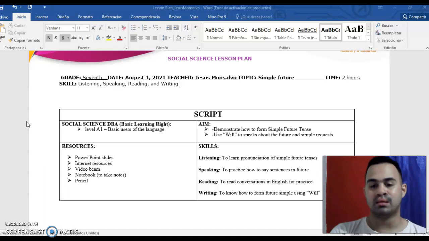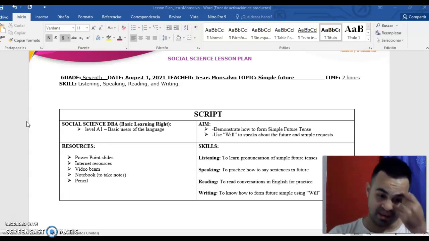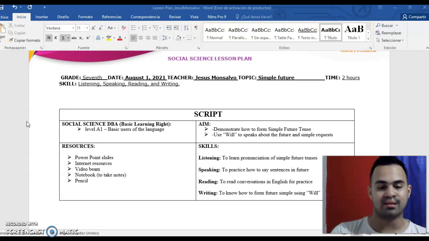The topic is simple future. The time of the class is 2 hours. The skills that we are going to see in the class are listening, speaking, reading, and writing.